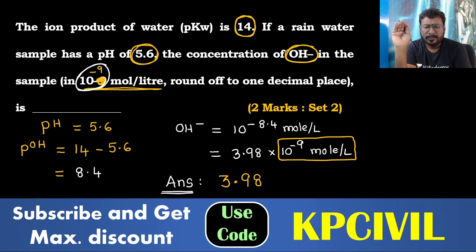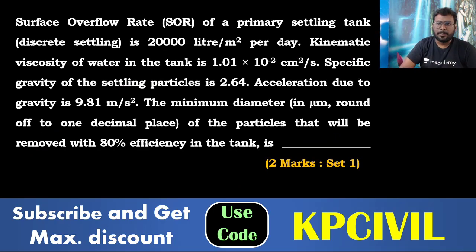2 marks, very easy, no? Just a simple conversion. pH is equal to 5.6, pOH is 14 minus 5.6. Then OH minus is directly 10 power minus pOH. The answer we are getting is 3.98 into 10 power minus 9, and we have to express in 10 power minus 9 mole per liter. So we are taking 3.98. Oh, very big question. We'll go ahead.